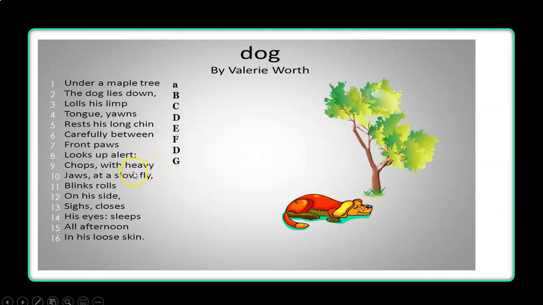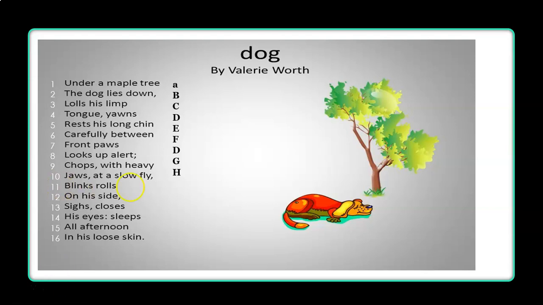What about heavy? Heavy tree? Heavy down? Heavy limp? Heavy yawns? Heavy chin? Heavy between? Heavy paws? Heavy alert. What's after letter G? H. Good job, boys and girls. So I'm going to let you do lines 10 through 16. I'm going to give you 1 minute. Remember, you're writing this in your composition book. Number it 1 through 16 and tell me if anything rhymes. So 1 minute starts now.